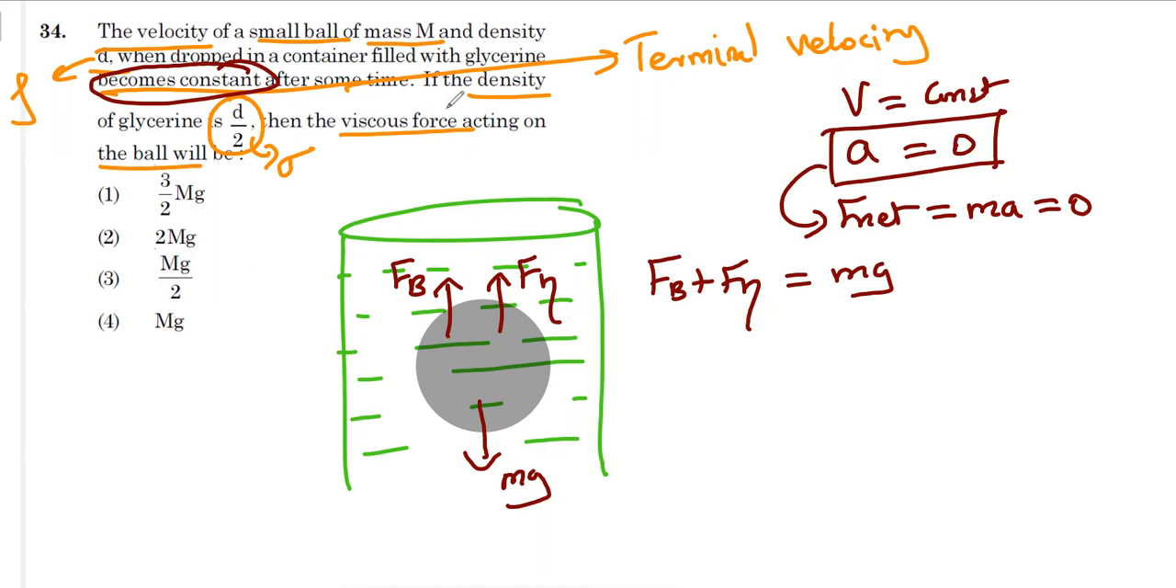And they are asking only for the viscous force. I have written the viscous force as F eta. So if you rearrange, F eta equals mg minus Fb. And if you look carefully, this is nothing but the apparent weight. mg minus Fb is the apparent weight. It is directly there in our notes.